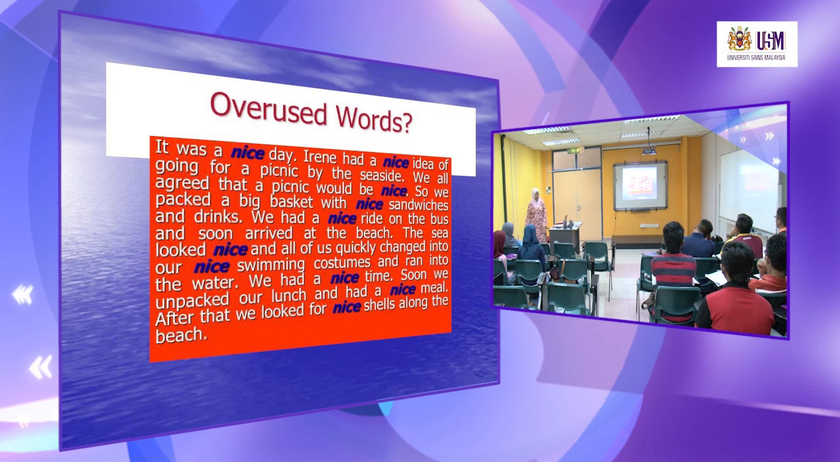Look at this one. Ali, can you read this aloud? It was fantastic. Irene had a nice idea of going for a picnic by the seaside. We all agreed that a picnic would be nice. So we packed a big basket with nice sandwiches and drinks. We had a nice ride on the bus and soon arrived at the beach. The sea looked nice and all of us quickly changed into our nice swimming costumes and ran into the water. We had a nice time. Soon, we unpacked our lunch and had a nice meal. After that, we looked for nice shells along the beach.